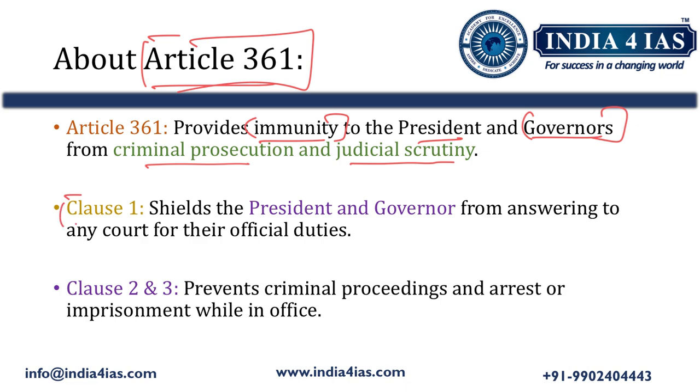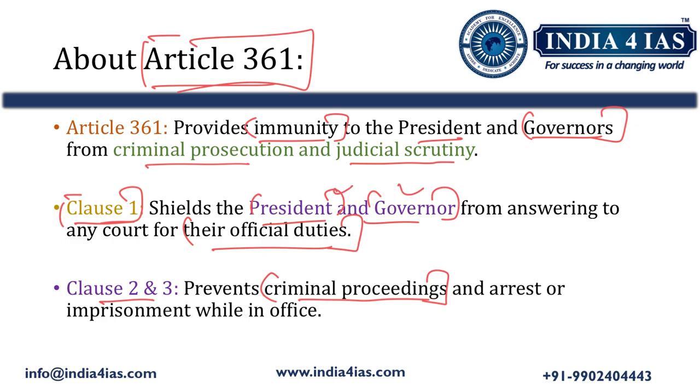Clause 1 of Article 361 protects the president and governor from answering any court for their official duties. It means no court can inquire into the official duties of the president and governor. Clauses 2 and 3 prevent criminal proceedings against the president and the governor, and arrest or imprisonment while they are in office.